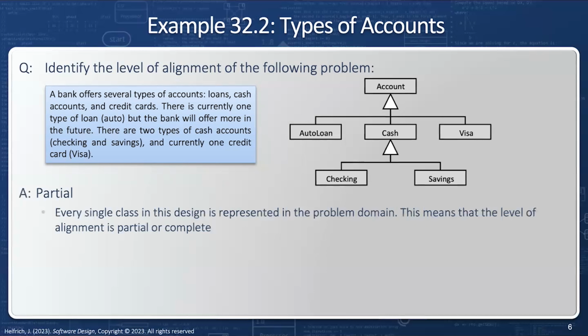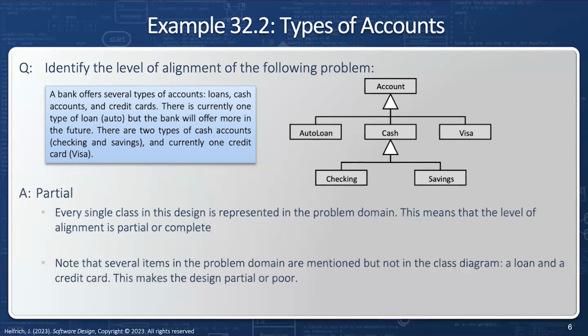Every single class in the design is representing the problem domain. This means we are at least partial or complete. However, there are several items in the problem domain that are mentioned but not part of the class diagram: a loan and a credit card, for example. This makes this design partial or poor. Now, since we're partial or poor and partial or complete, therefore we are partial.